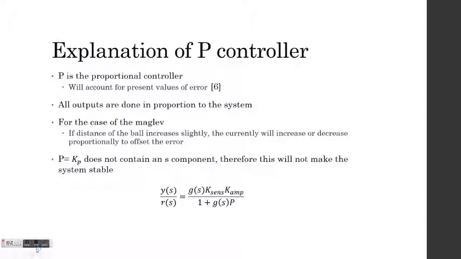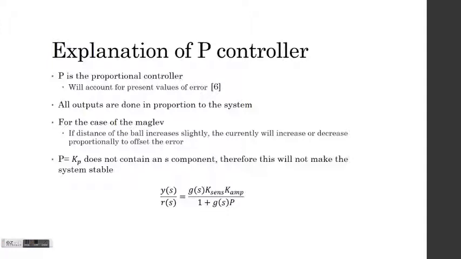If the proportional gain is too low, the controller action may be too small when responding to system disturbances. For my system, I am unable to use the proportional gain because the Kp does not contain an S component. Therefore, this will not be able to bring the pole from the right-hand to the left-hand side.